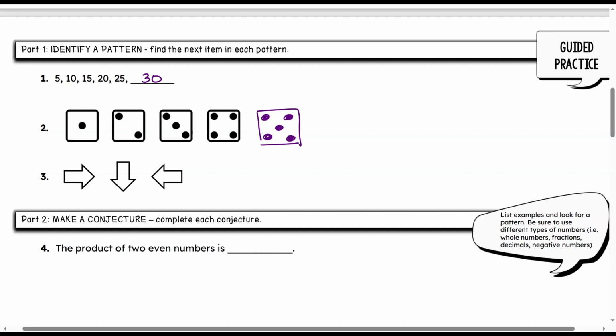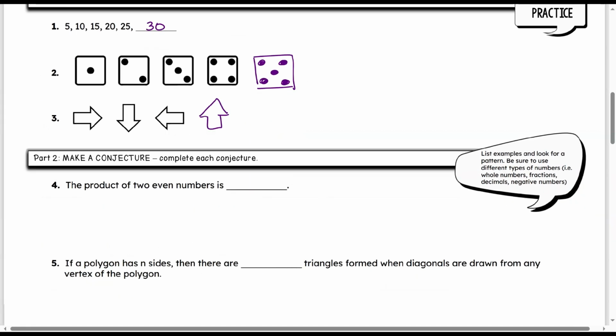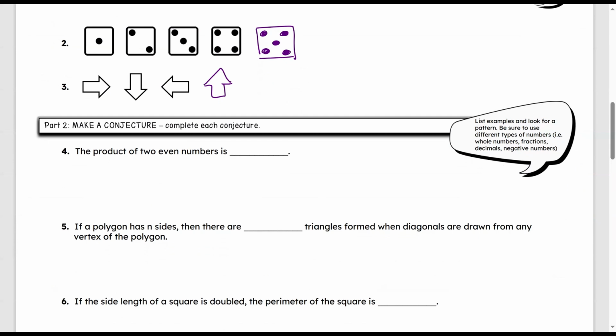In number 3, we've got arrows. The first is pointed to the right. The next one looks like it's rotated 90 degrees clockwise, pointing down. Then it's rotated another 90 degrees clockwise, pointing left. So if I rotated it another 90 degrees clockwise, it should be facing up. That's the next item. In part 2, we're going to make a conjecture. So in the first part, examples 1 through 3, we just identified a pattern. Now we're going to make a conjecture, and it says complete each conjecture.